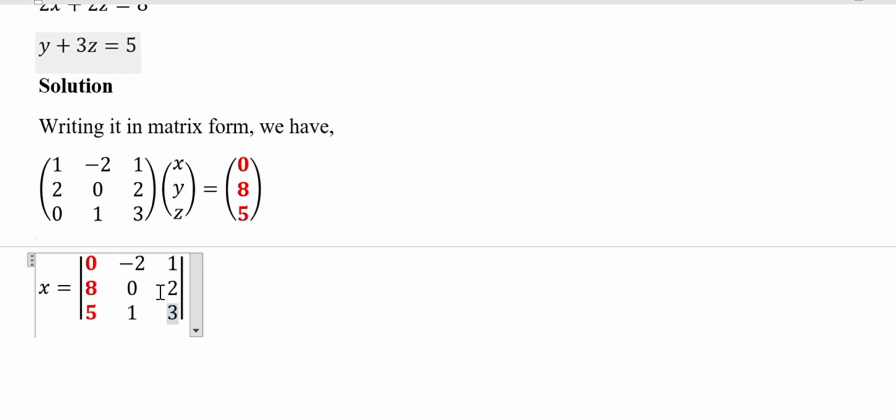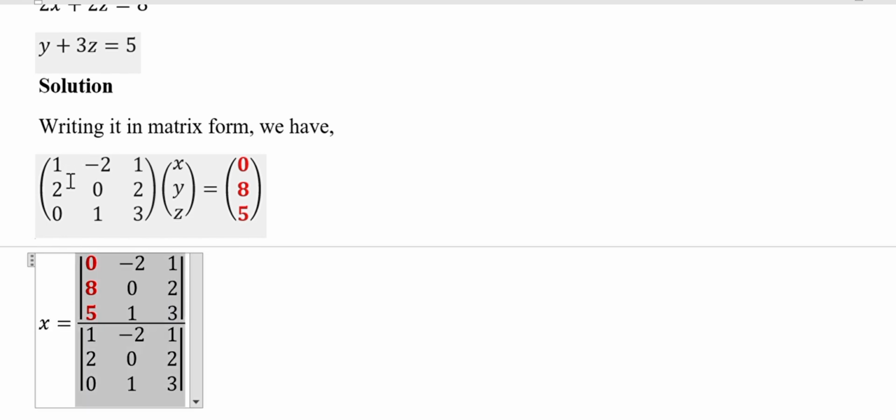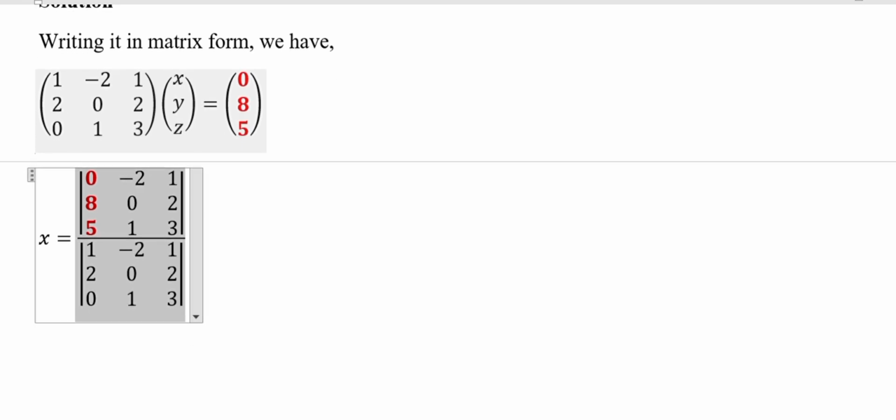Now we shall divide by the determinant of this matrix, but we shall not alter it in any way. So we shall divide it by this, the way it is, the determinant of this matrix. There are two ways of working out the determinant of a 3 by 3 matrix. I will start with the first one, which involves the use of cofactors.